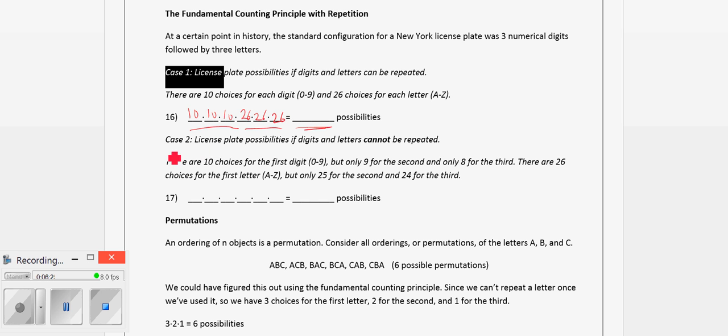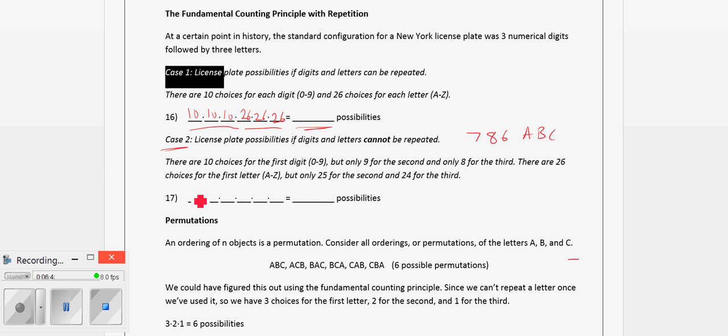Let's change it up a little bit though. In case 2 right here, you can't repeat. So if I choose to use, say, a 7 for the first number in the license plate, you can never see a 7 appear again in the license plate. And the same with the letters. Once I used A, I can't use A again anywhere else.